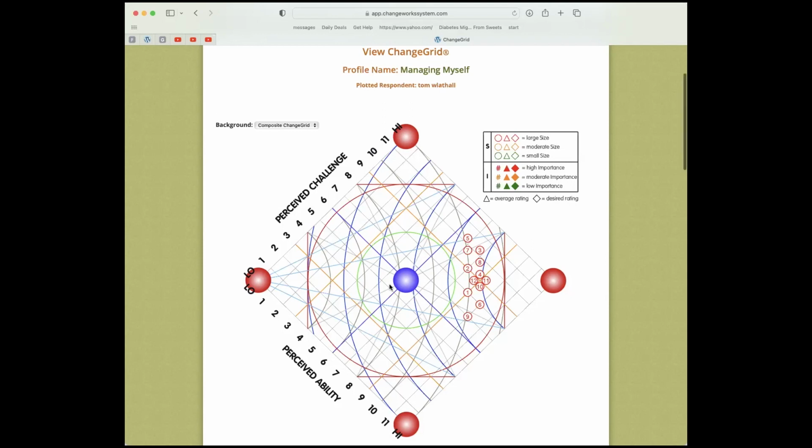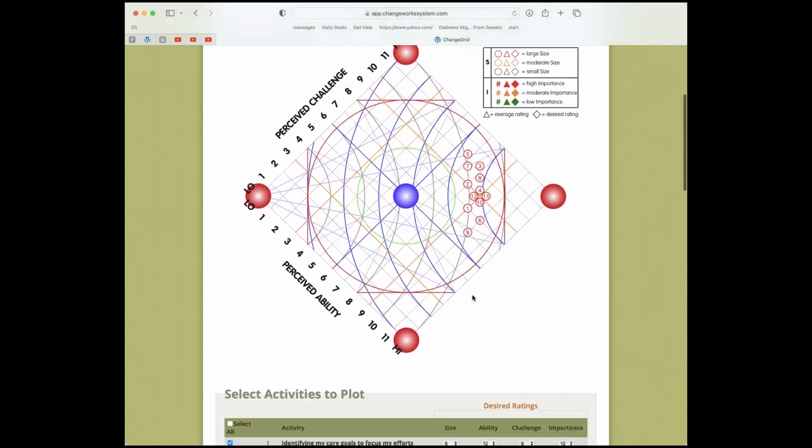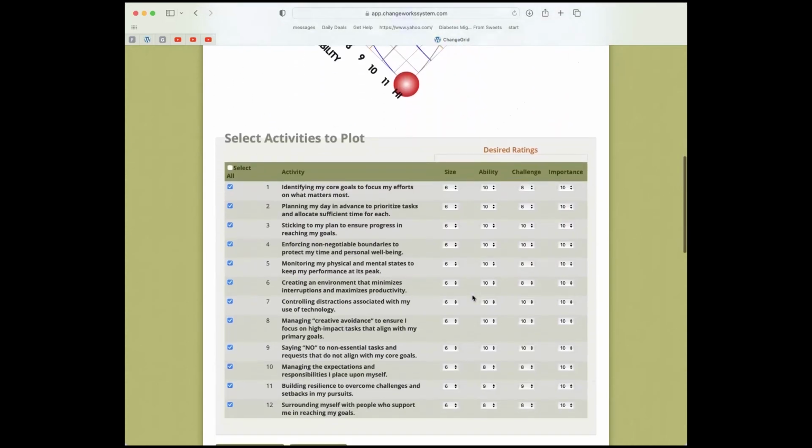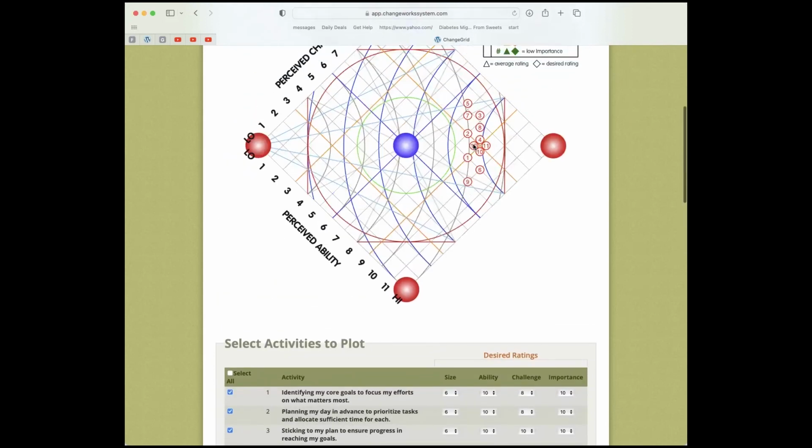He's got 4. I want to know what 4, 10, 11, and 12 are, because I'm more spread out with those. My 4 is close. Sure. 4 is enforcing non-negotiable boundaries. And then 10, 11, 12 is about managing the expectations and responsibilities I place upon myself, building my resilience, surrounding myself with people who support me in reaching my goals. So he's a nice balanced driver about all those.